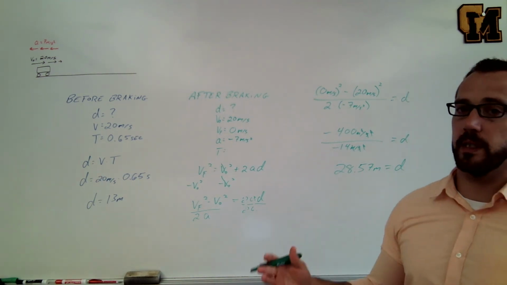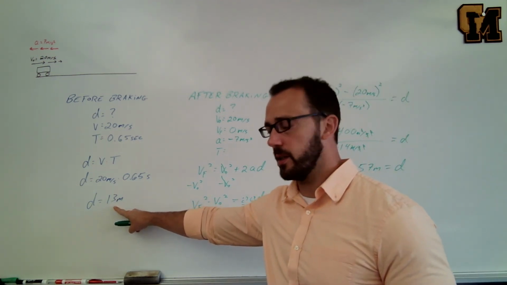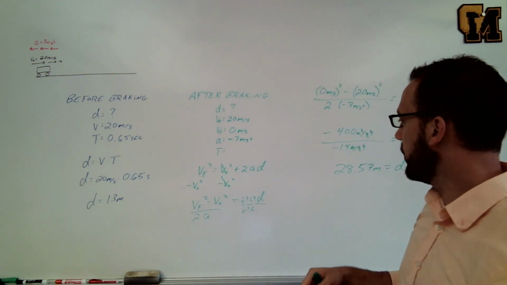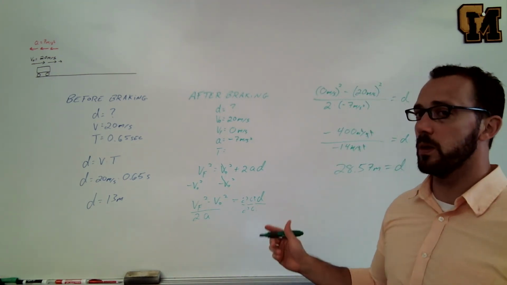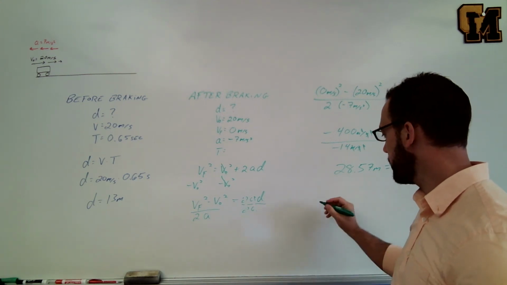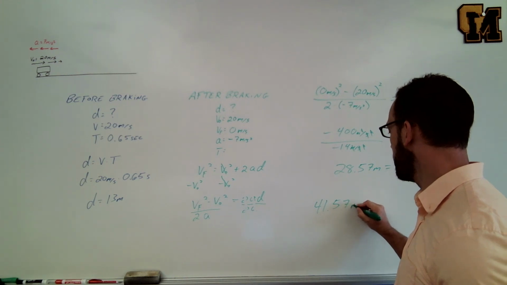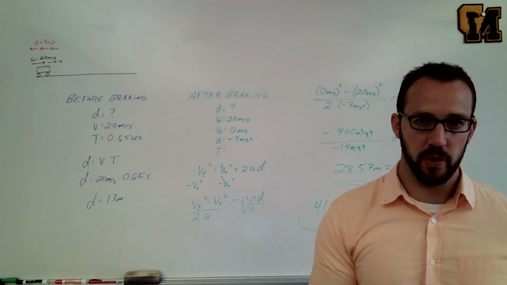But for the total distance, I have to add how far I went before I started to slow down to how far I went after I started to slow down. So 28.57 plus 13 is a total displacement or total distance traveled of 41.57 meters for the total distance traveled before the car stops.